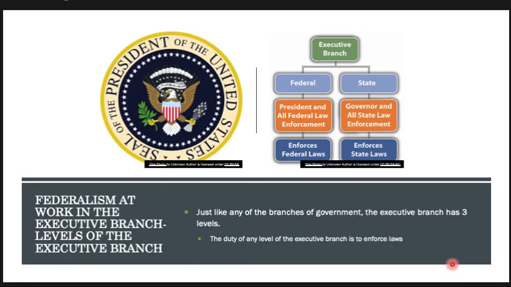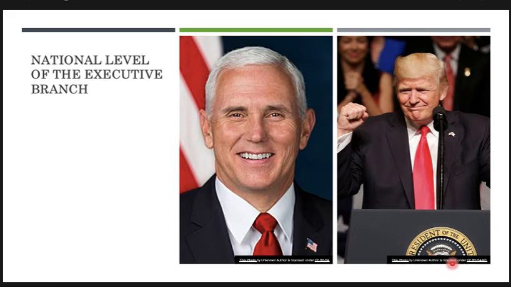Now, if you're the president, you enforce federal laws. If you're a governor, you enforce state laws. All right. So, just like any of the branches of government, they enforce laws. Okay. So, the national level of the executive branch currently is made up of the president and vice president, which is President Donald Trump and Vice President Mike Pence.